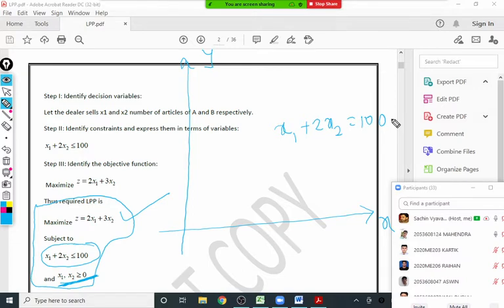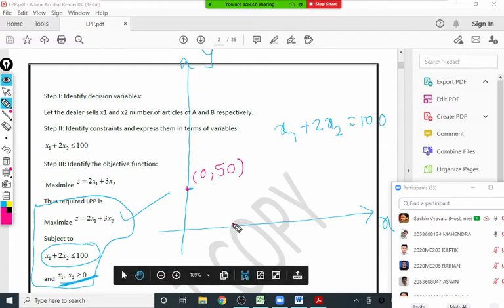Sir, x1 equals 0 and x2 will be 50. Very good. Generally we prefer points on a coordinate axis. So if we put x1 as 0, we get x2 as 50. So we want 50 units on the y-axis. This point we get as (0, 50). But now if we put x2 as 0, we get x1 as 100. Suppose this is (100, 0). So we got 2 points now.